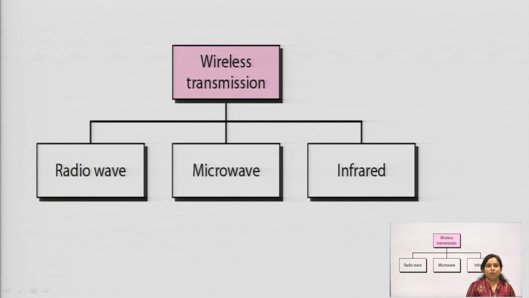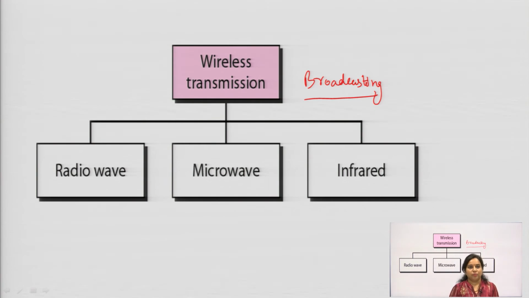Now, next we will see wireless transmission. Wireless transmission is broadcasting. There is no point to point connection between the transmitter and receiver. It is basically dependent on the frequency range in which the particular information will be transmitted. First is the radio wave frequency range, next is the microwave frequency range, and the other is the infrared frequency range.